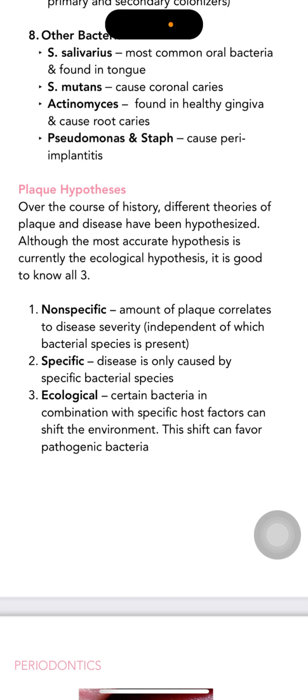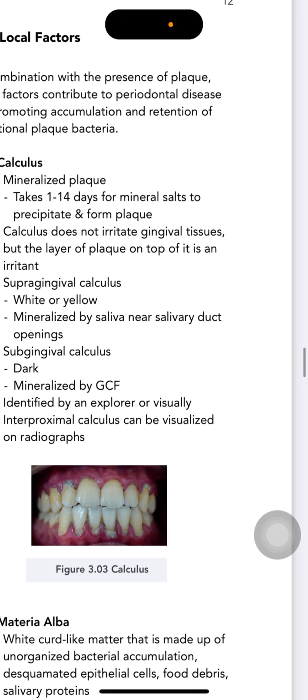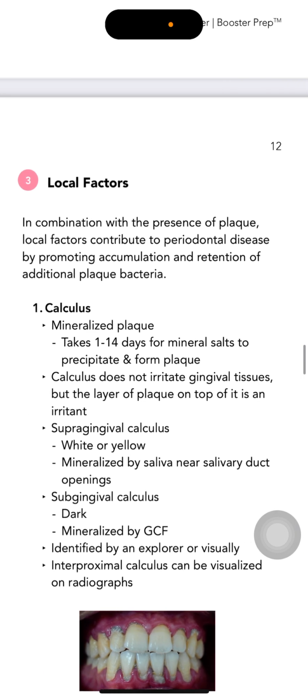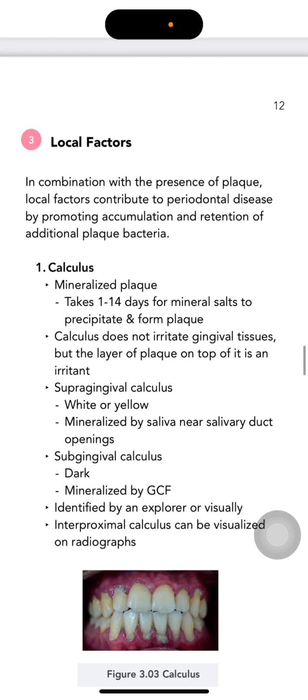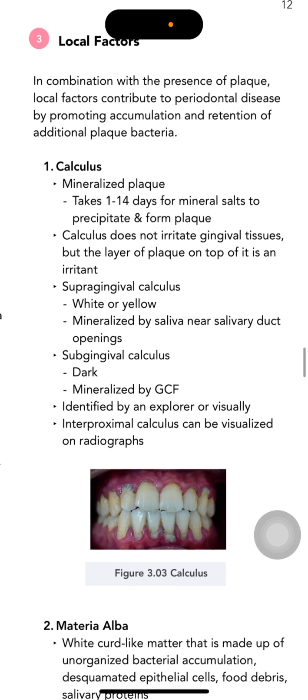Ecological: certain bacteria in combination with specific host factors can shift the environment to favor pathogenic bacteria. Local factors. In combination with the presence of plaque, local factors contribute to periodontal disease by promoting accumulation and retention of additional plaque bacteria.